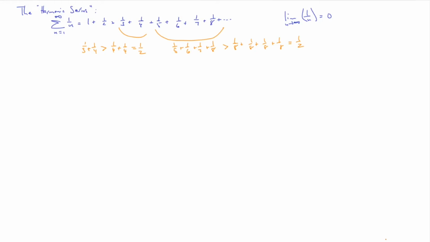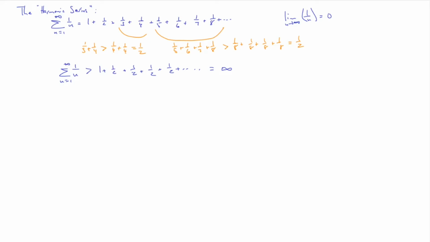And you can keep doing that. Group the next 8 terms, and you'll find that those add up to something greater than a half. And group the next 16 terms, and you'll find that that's greater than a half, etc. And seeing as you can keep doing that forever because there are infinitely many terms to work with, we get that the series, the sum n equals 1 to infinity of 1 over n, is greater than 1 plus a half plus a half plus a half plus a half, and on and on and on like that forever. And if you add a half plus a half plus a half forever, well, that grows without bound. And so this series diverges to infinity.